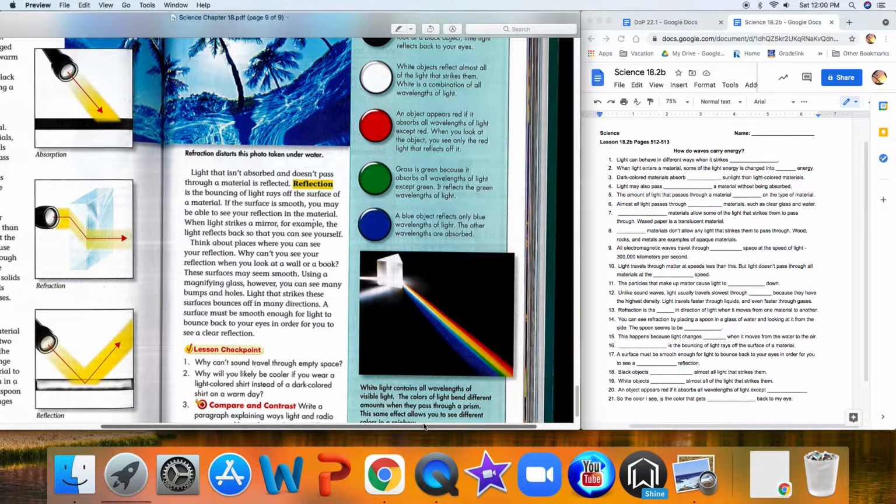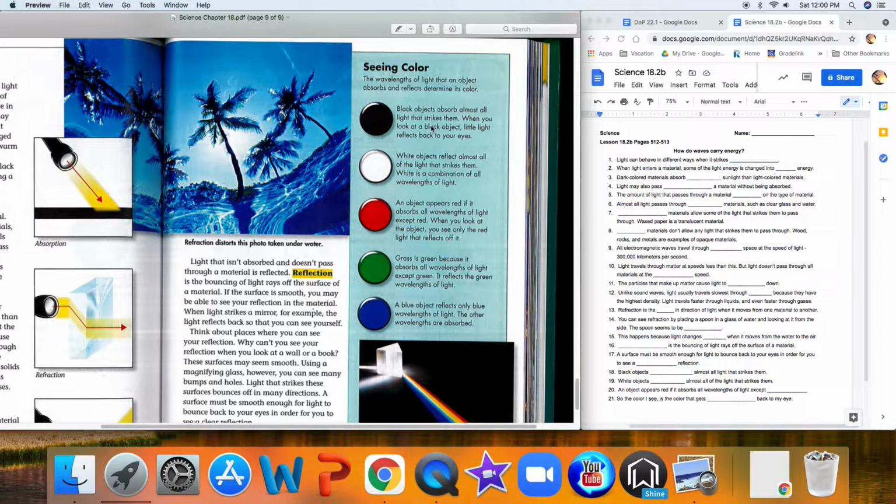Okay, last but not least, let's see how we see colors. The wavelength of light that an object absorbs and reflects determines its color. Here's why we absorb heat. Black objects absorb almost all the light that strikes them. When you look at a black object, little light is actually reflected back to your eyes. So it's absorbing it all. Thus, when the sun is hitting my black shirt, it's absorbing it all. I'm absorbing all the sun's heat.